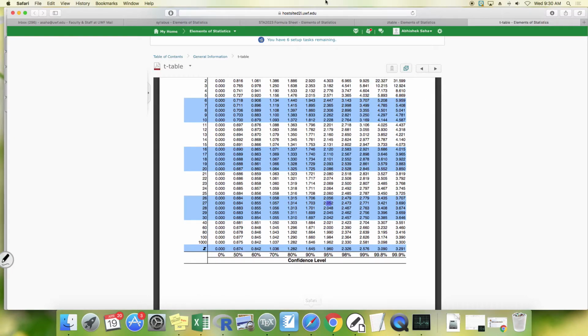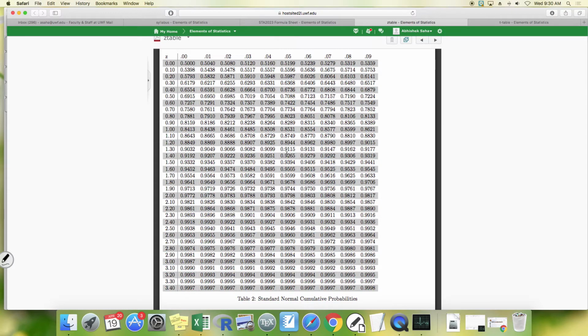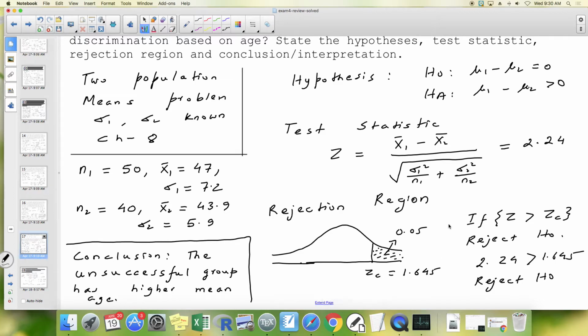If you search for 0.95 in the Z table, 0.95 lies between this number and this number. Hence 0.95 corresponds to 1.64 and 1.65. So your ZC lies between 1.64 and 1.65. So your ZC equals 1.645.